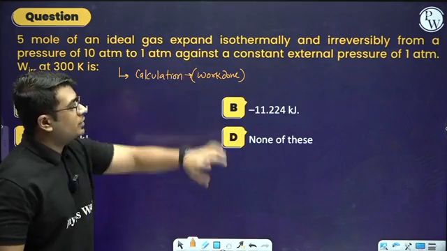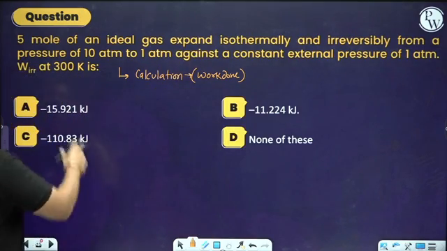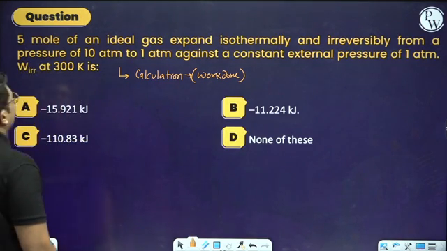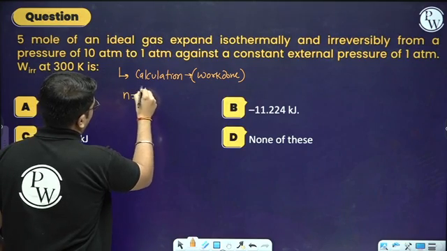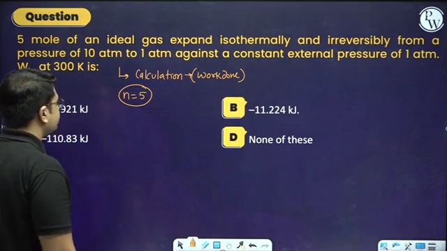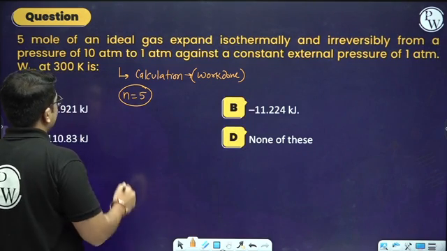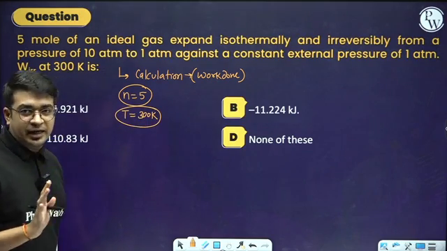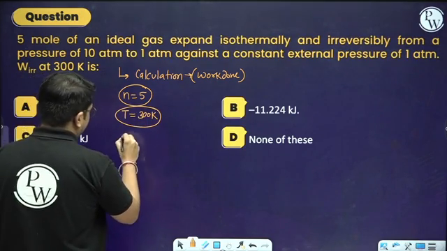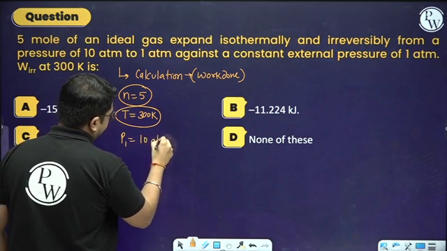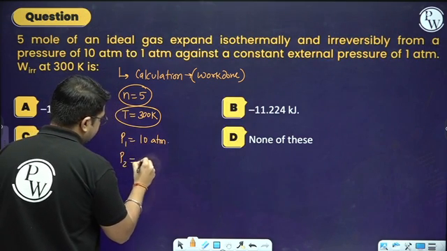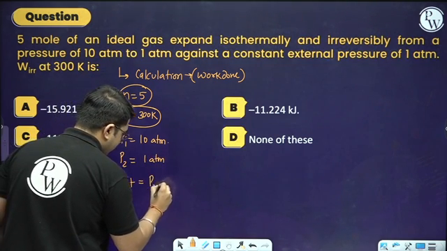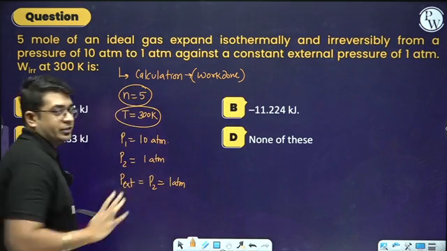So first of all, isothermal is given, irreversible work done is given. So in this case, pressure is from 10 atm to 1 atm against a constant external pressure of 1 atm. Okay. So n is given, which is 5 moles. We know that this entire part is already constant. Now in this case, the temperature is 300 Kelvin, which is again constant. Isothermal process is there. Now P1 is basically 10 atm and P2 is basically 1 atm and P external is also equal to P2, which is 1 atm, given in the question.